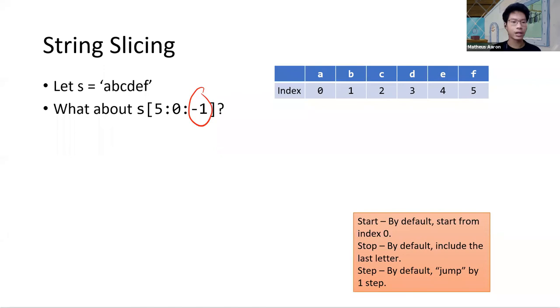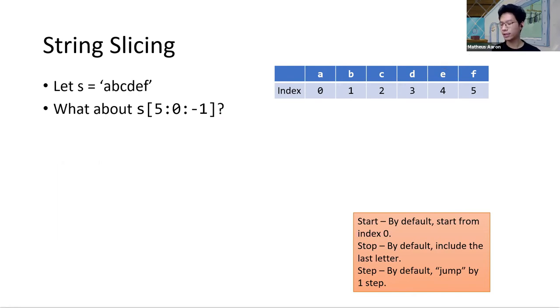Remember when we do a step, we always step to the right. This is called a positive step. Okay. When we have a negative step, meaning we just move backwards. This is a negative step.